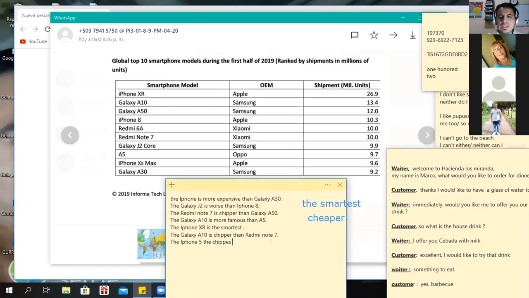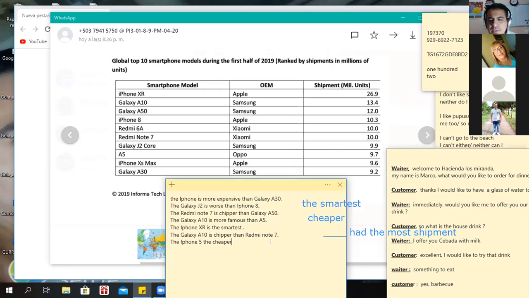Le estoy escribiendo algo ahí, no sé si pueden ver. I put there. Dejé una línea para que pongan el nombre de la empresa. Blank had the most shipment. ¿Quién tuvo la exportación mayor? Ah, okay. I think it was Samsung.